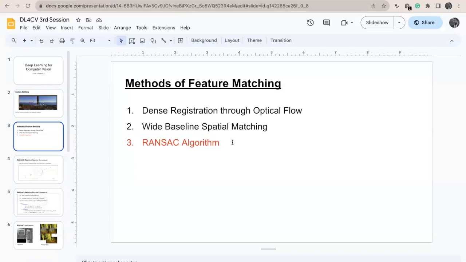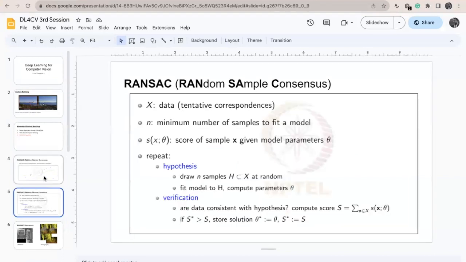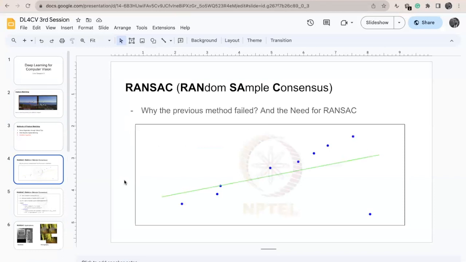And also, if the points are outliers, dense registration through optical flow and wide baseline spatial matching cannot handle them. And this is the reason we start looking into methods such as RANSAC. And the full form of RANSAC is random sample consensus. Okay. So I'll show you how exactly this RANSAC algorithm works. And yeah, give me 1 second.